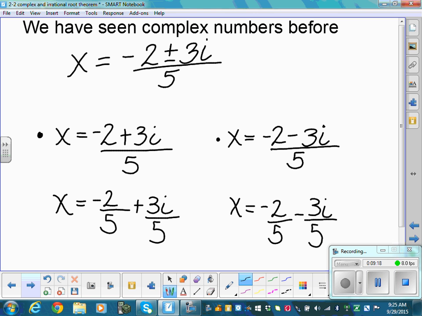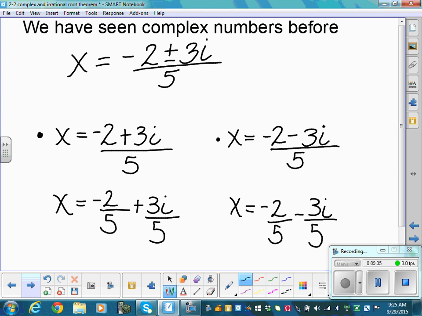Now, technically, that's a complex number, because we could rewrite it. First of all, we could split it up and say that's -2 plus 3i over 5, and -2 minus 3i over 5. Is everybody following me? Now, we could split that up, and you might even see it on an ACT that's written this way. So keep this in mind.